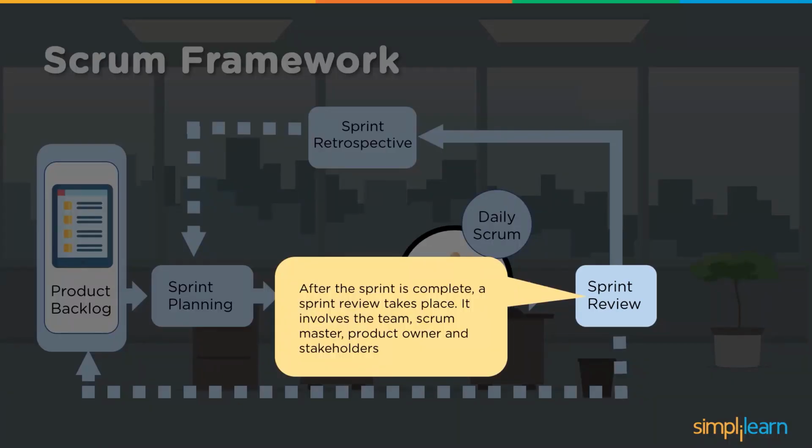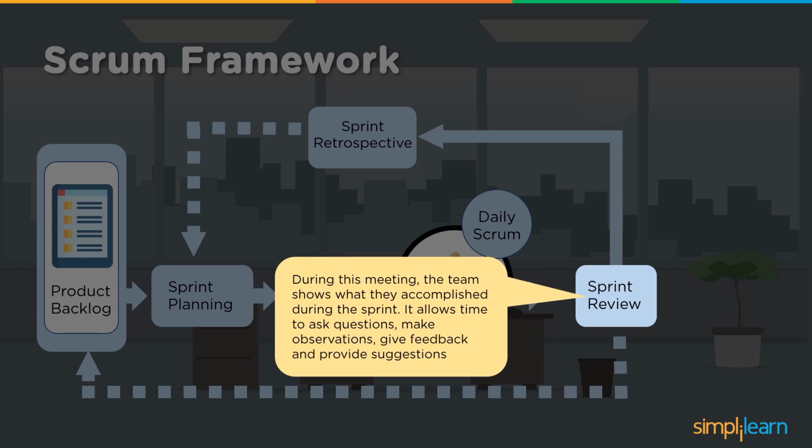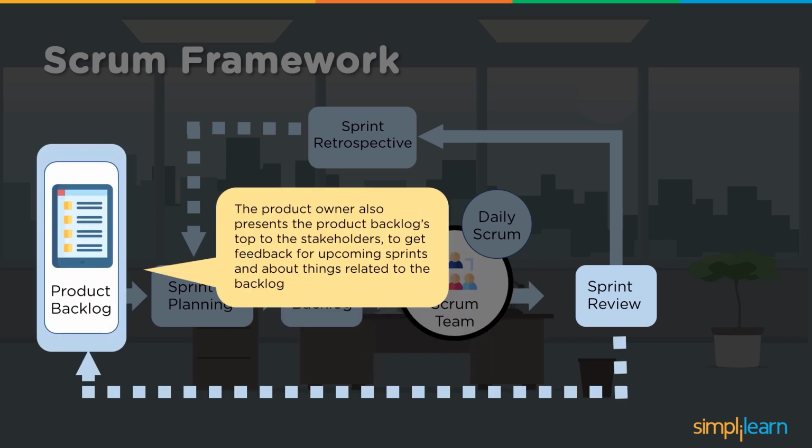Then the sprint review happens once the sprint is complete, which involves the team, the Scrum Master, the product owner and stakeholders, to understand what was agreed upon and what was delivered, and so it is reviewed. Is it fulfilled in the entirety of what was discussed? During this meeting, the team shows what they accomplished during the sprint. It allows time to ask questions, make observations, give feedback and provide suggestions. Then the product owner also presents the product backlog and talks to the stakeholders to get feedback for upcoming sprints and about things related to the backlog.